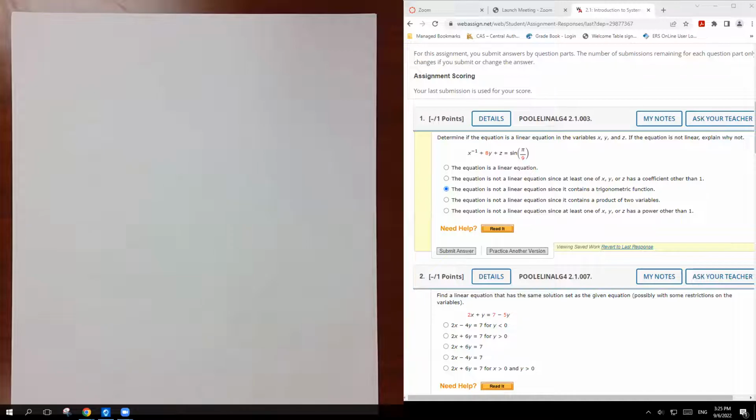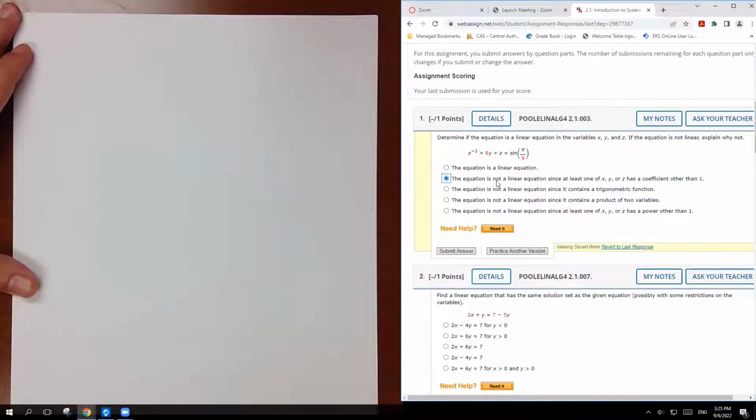Some examples on WebAssign. Question 1: determine if the equation is a linear equation in the variables x, y, z. So check this one. It's not linear. Why? Because there's a power of -1. The power -1 means it's not a linear equation. So that's why we're going to choose this one.